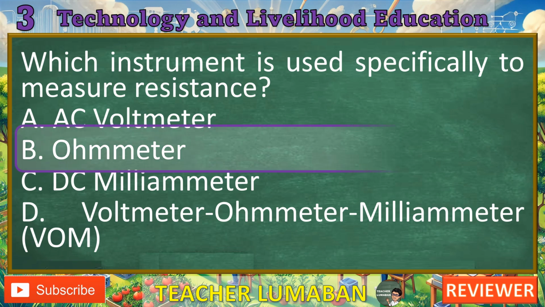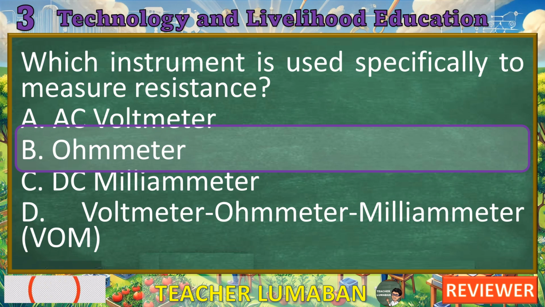The best answer is B. Ohmmeter. Explanation of each choice. A. AC voltmeter, this measures AC voltage only and is not designed to measure resistance. B. Ohmmeter, this instrument is specifically designed to measure resistance in ohms, making it the correct answer. C. DC milliammeter, this measures small DC, direct currents in milliamperes, not resistance.